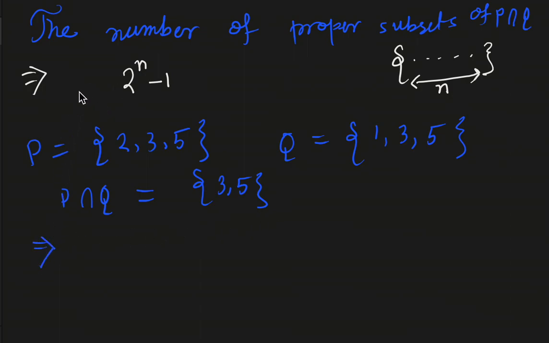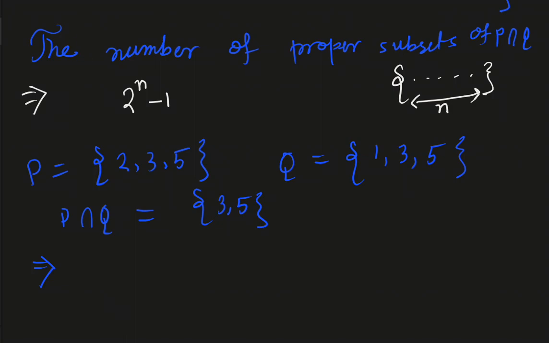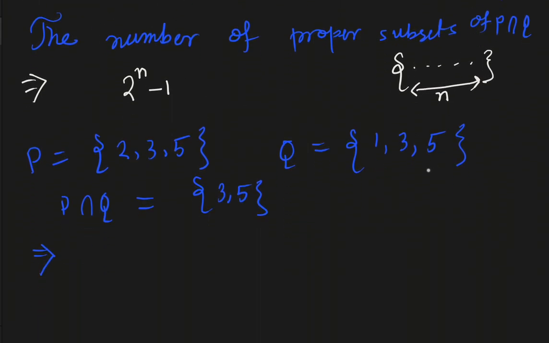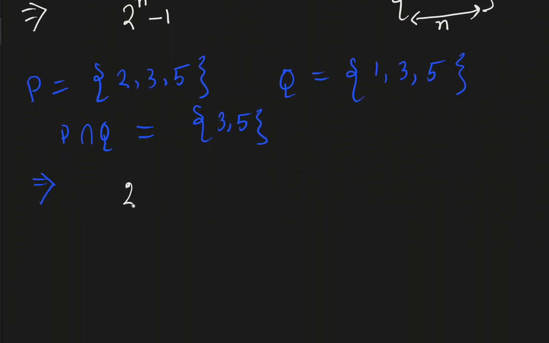So then what is the number of proper subsets of P intersection Q? It will be 2 to the power 2 minus 1, that is 4 minus 1, that is 3. So that's it. Now another example, again from set theory.